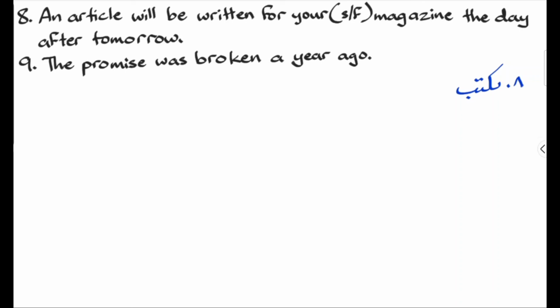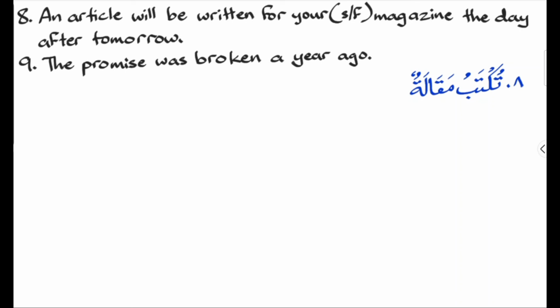But the naib fa'il here is an article. An article in Arabic is maqalatun. Yuktabu maqalatun. Now since maqala is feminine, because there's a round ta after it, which denotes that it's feminine, instead of yuktabu you will change it to tuktabu. Tuktabu maqalatun for your singular female magazine.